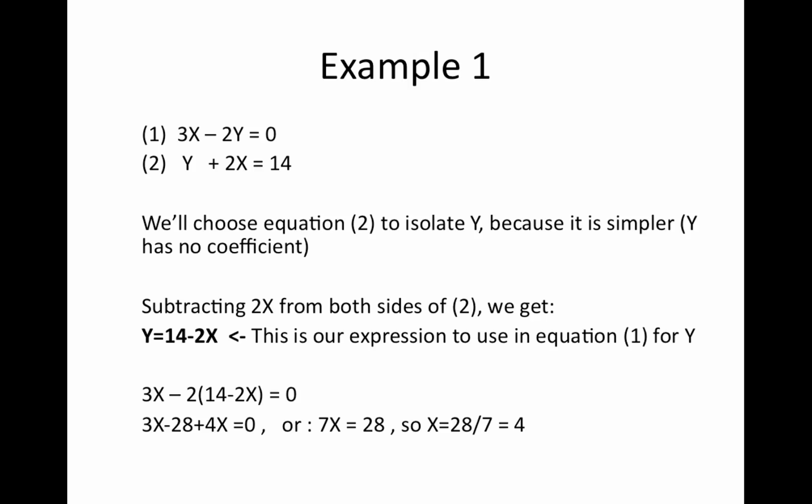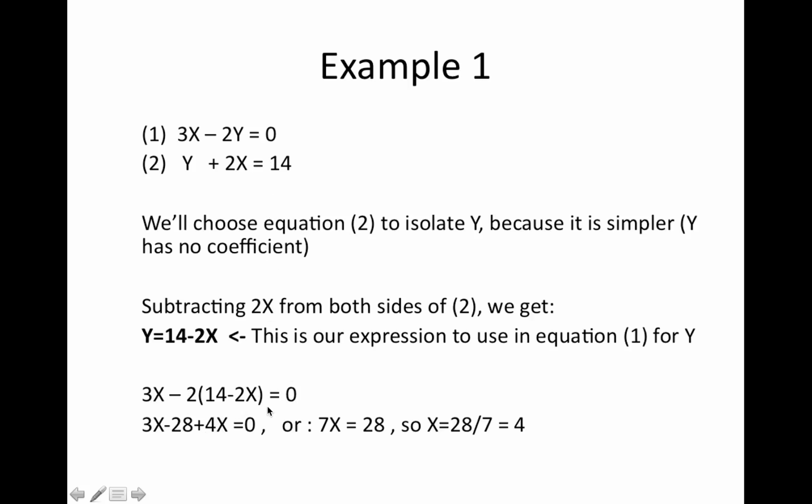So we have those two equations, and when we look at them, how do we choose which one to isolate an unknown from? We'll look at the simpler one, and the simpler one is number 2, where we see that y has no coefficient. So we can simply isolate the y unknown from the second equation by subtracting 2x from both sides of equation 2, and therefore we get the expression y equals 14 minus 2x. Now we take that expression, 14 minus 2x, and we place it instead of the y in the first equation, and what we get is 3x minus 2 times that expression equals 0.